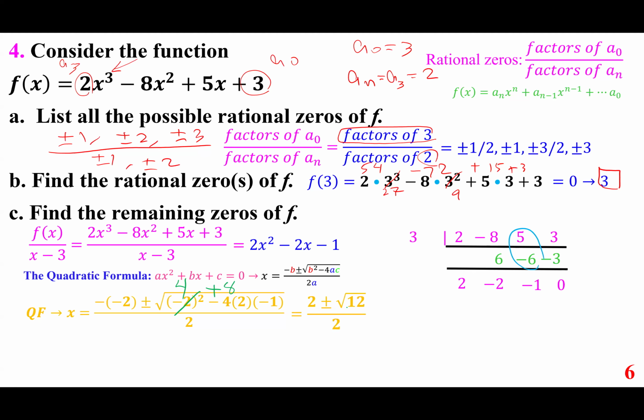12 is 4 times 3. So we have 2 square root of 3, and we can factor the 2 out from the top. The 2 drops, and we get 1 plus or minus square root of 3.